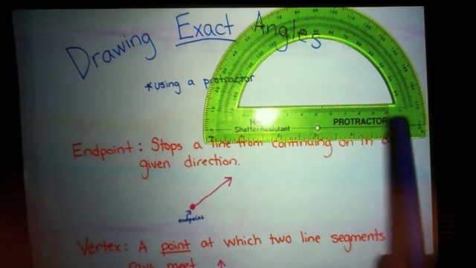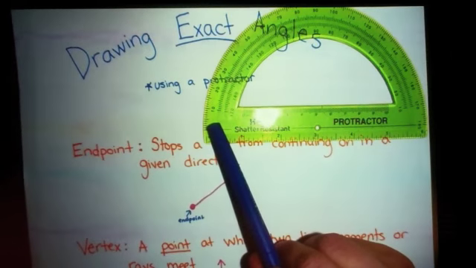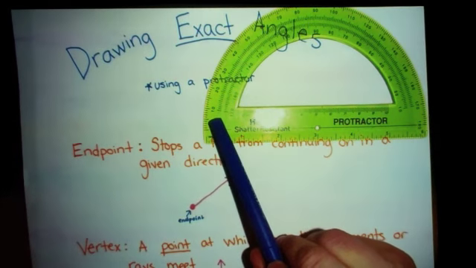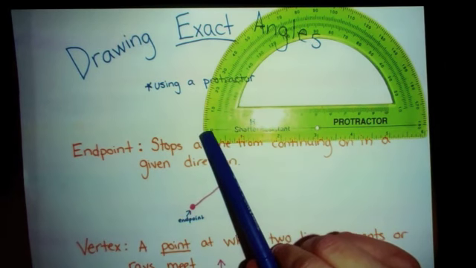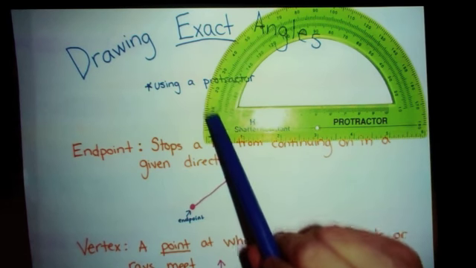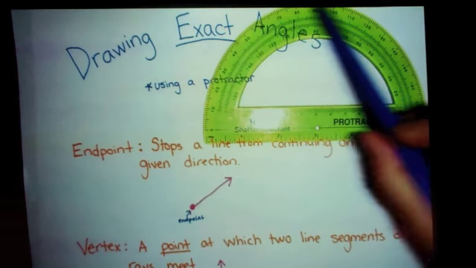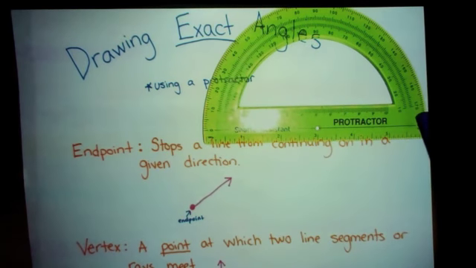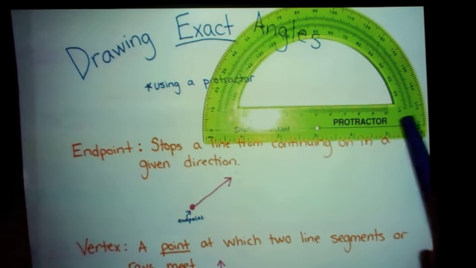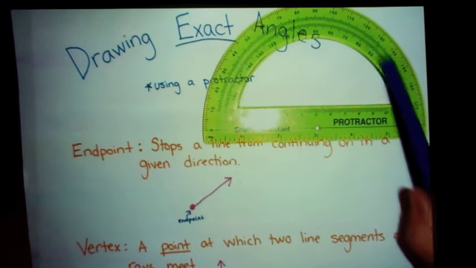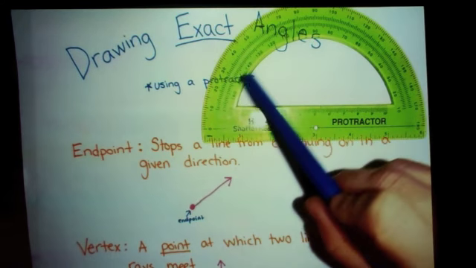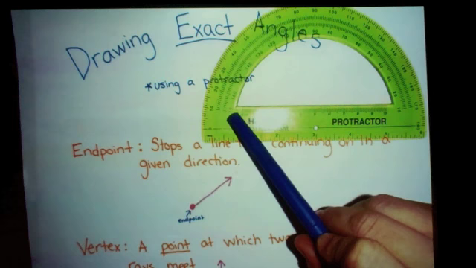On a protractor, we also learned that there are two scales. We have an inner scale and an outer scale. This is our outer scale right here because all the numbers are on the outside of the protractor. We also have an inner scale. This is the inner scale because the numbers are on the inner part of the protractor.